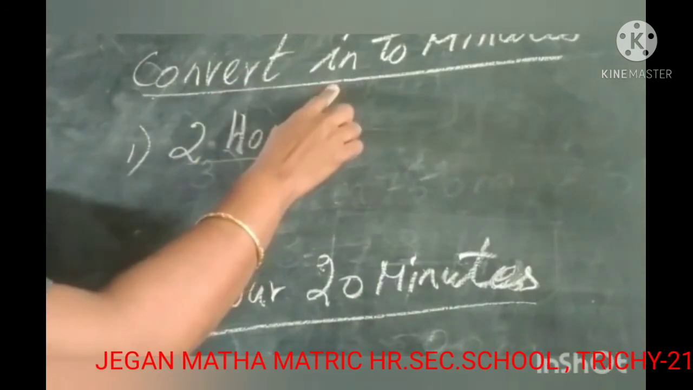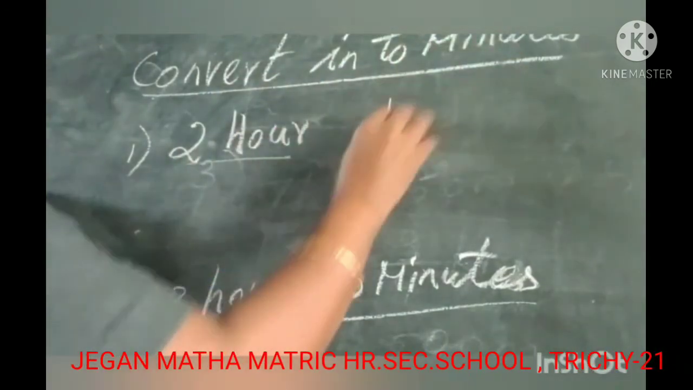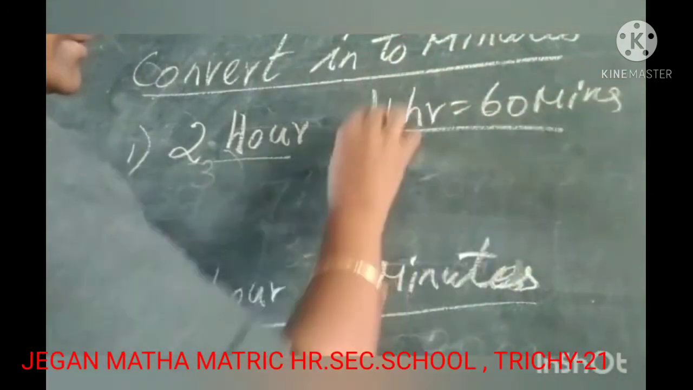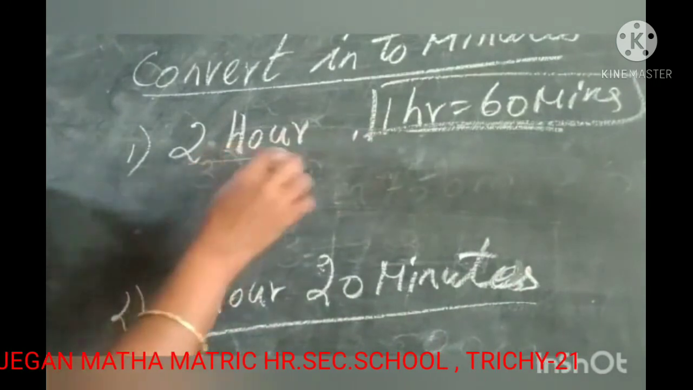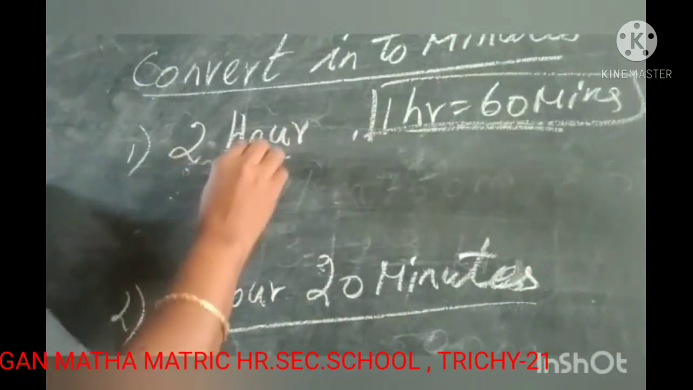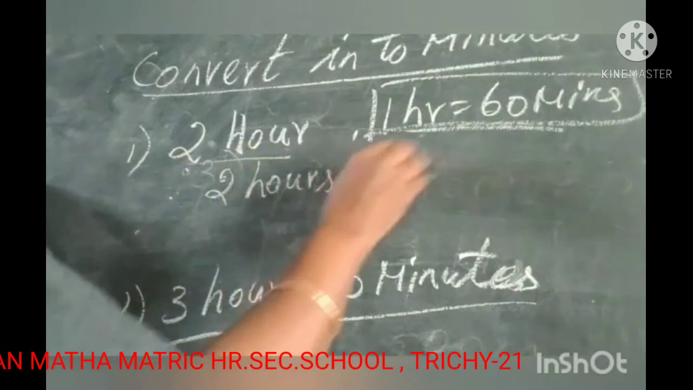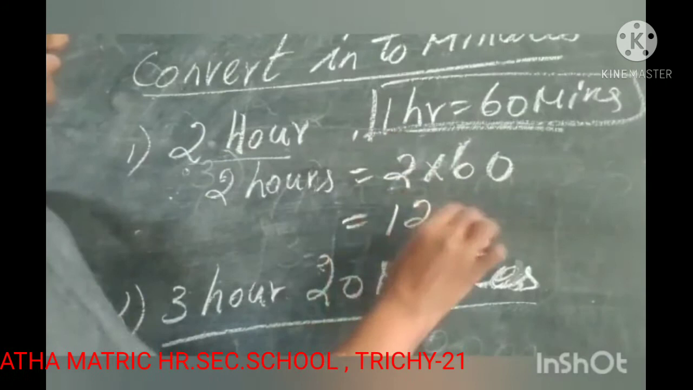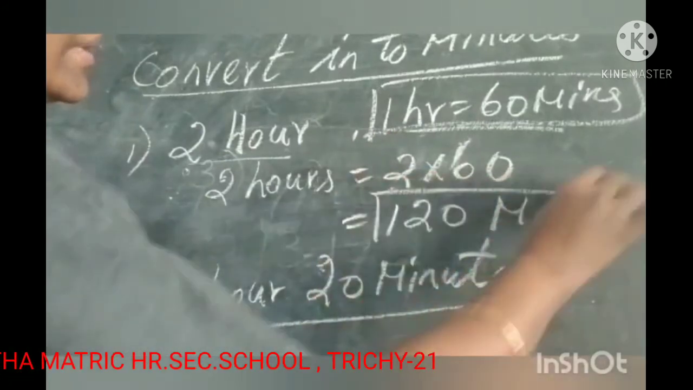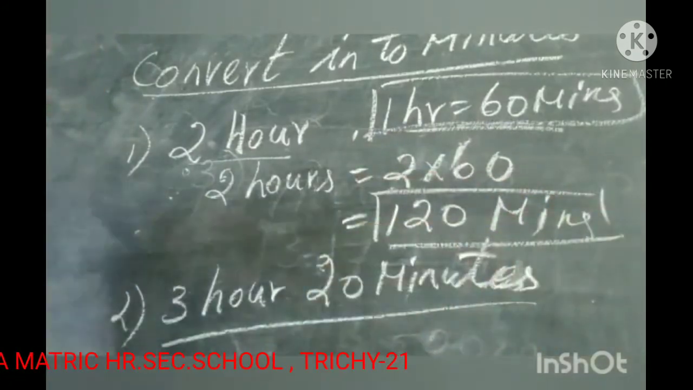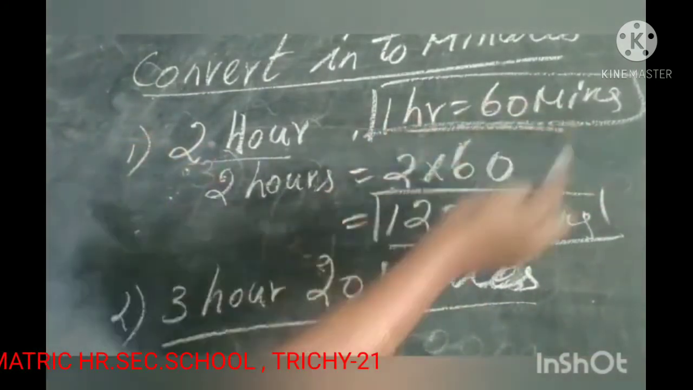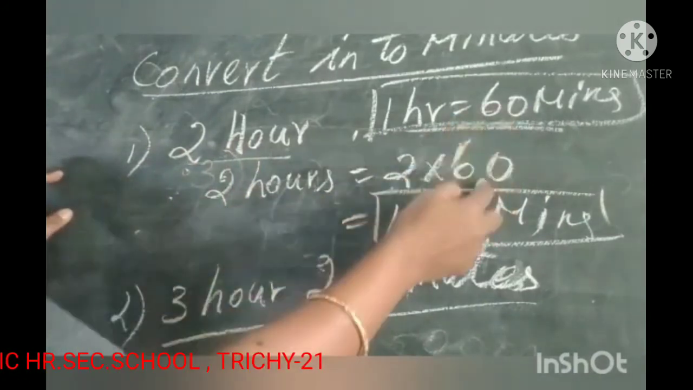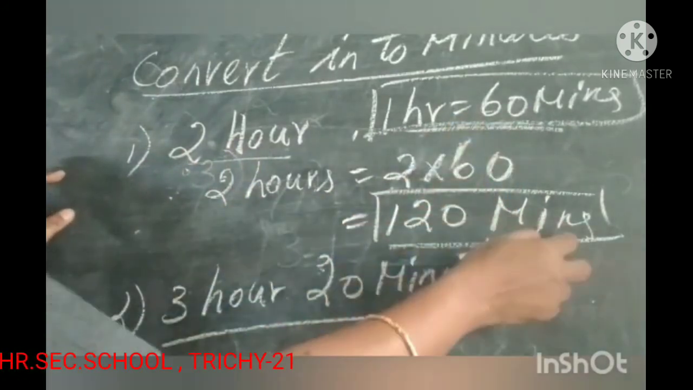Now let us see the given measurement, that is 2 hours is given. You have to convert everything into minutes. Already we know that 1 hour equal to 60 minutes. So here the given 2 hours. Therefore 2 hours equal to 2 into 60. You have to multiply this one. 120 minutes. This is the answer. The given sum is 2 hours, so 2 hours equal to 2 into 60, the answer is 120 minutes.